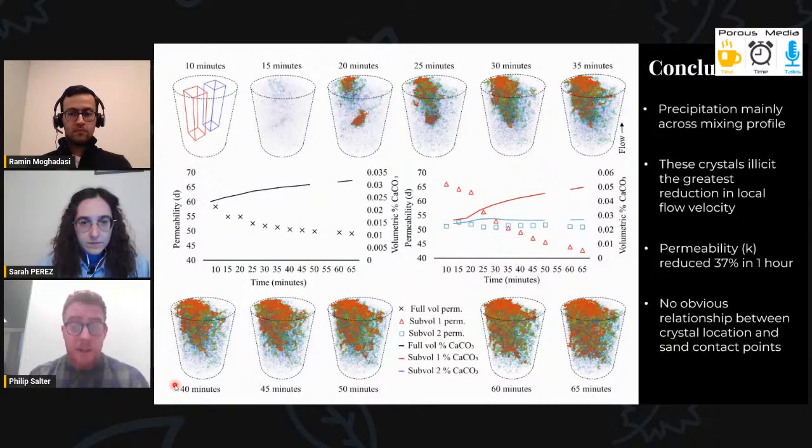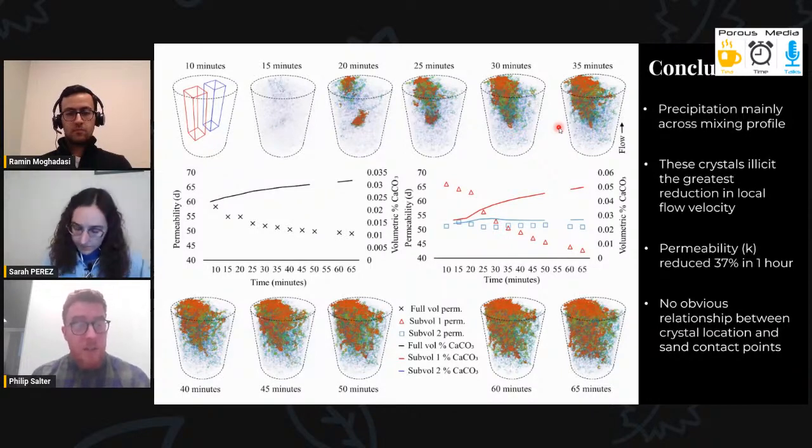The results of this initial study were that precipitation occurred mainly across the mixing profile of the two fluids, as shown by this blue to red region here. Here the crystals are colored by their volume, with blue signifying the smaller crystals and red the larger ones. We can also assign values to crystals based on their effect on local flow velocity, as well as their proximity to the grain contact points.